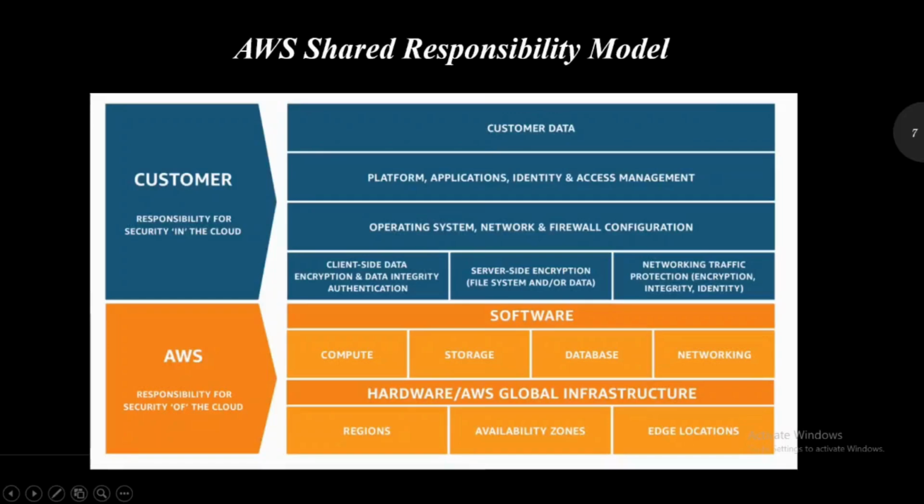So let's get into customers' responsibility for securing AWS. Customer data. Customers are responsible for managing and securing their data stored in AWS. This includes data classification, data encryption, and data backup and recovery.